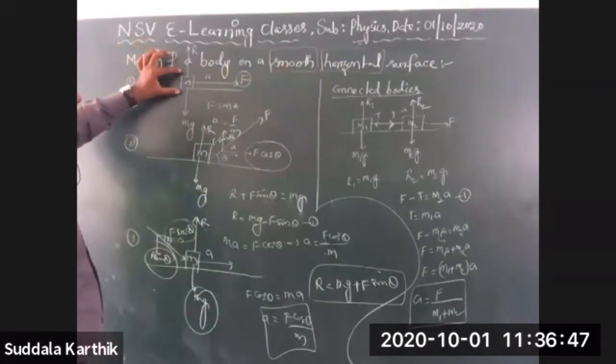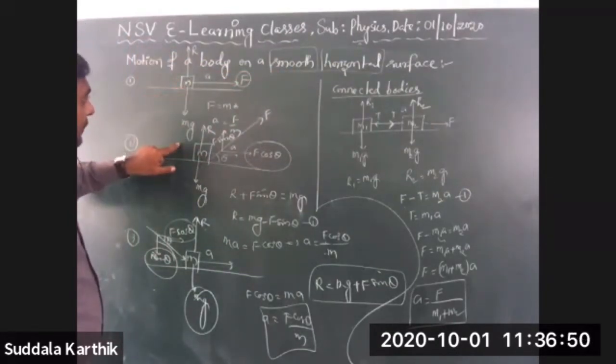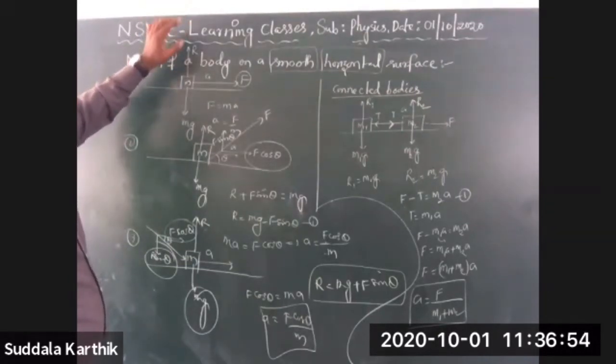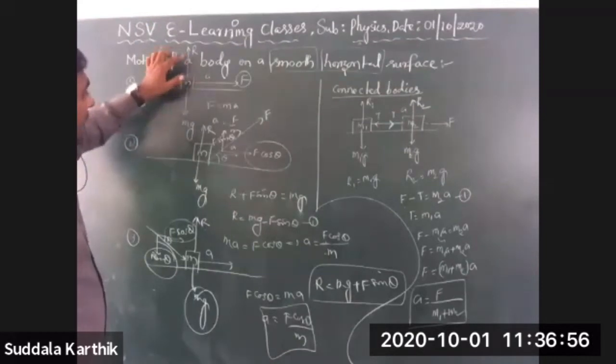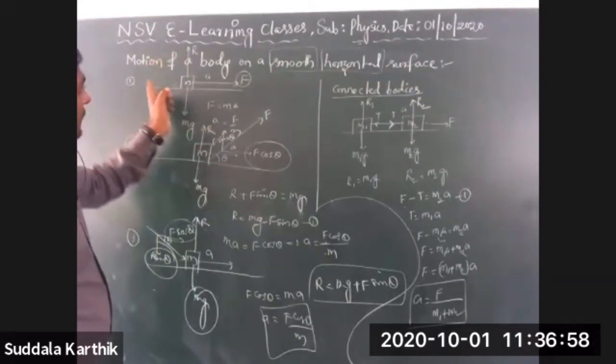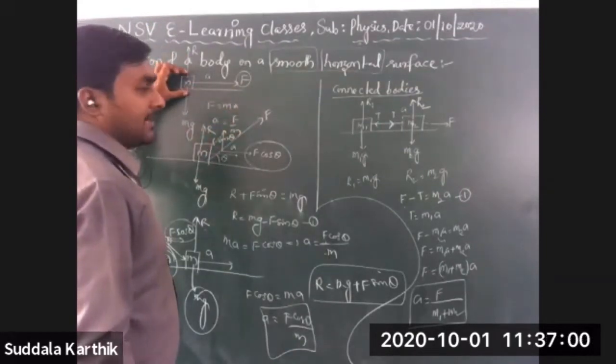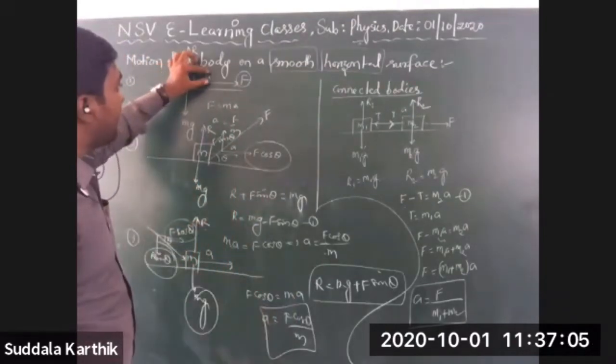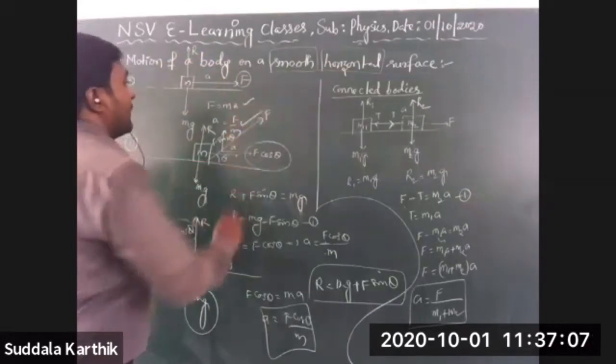So now one body is there. Definitely the weight is in the downward direction, and the equivalent normal reaction is developed in the upward direction. So now F equals R equals mg, and it is moving in this direction. It is getting some acceleration, but you know very well, according to Newton's second law, F equals ma. That ma equals F, so a equals F by m.